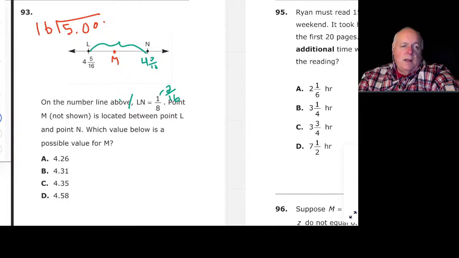Okay. So that means this point goes straight up. 16 goes into 5, it doesn't. 16 goes into 50. Again, 16 times 3, as we saw in the other example, is 48. Okay, we're left with 2.